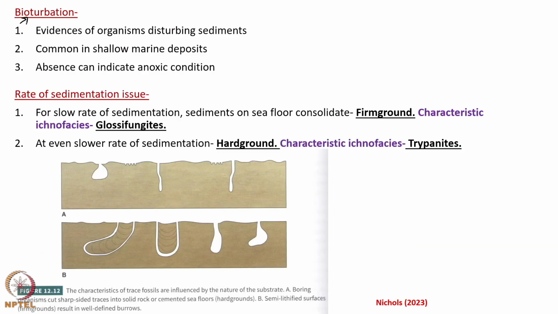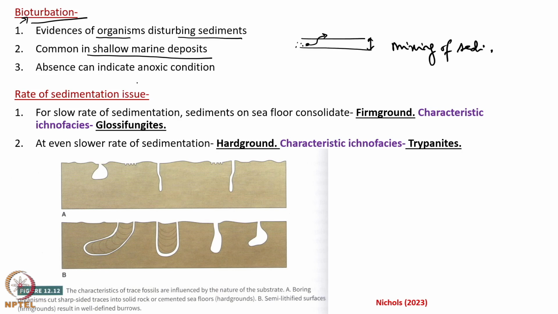Bioturbation is a process by which organisms disturb the sediments. Say this is a sedimentary record and there are organisms which are taking this sediment at the top, and in this way mixing of sediment can happen. This is known as bioturbation. It is common in shallow marine deposits, and absence of bioturbation can indicate anoxic condition.